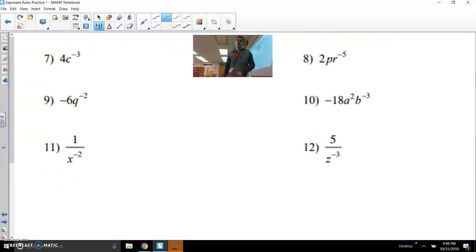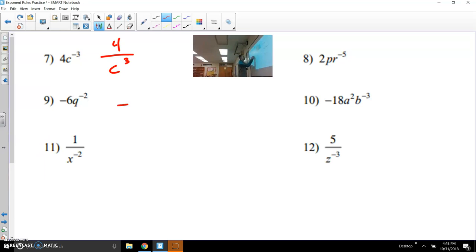But we're going to start right here at number 7. Remember, negative powers represent how many times you're dividing. So with number 7, this is really 4 over c to the third. So we're going to move that down into the denominator because it's negative. And that's the answer right there, 4c to the third.